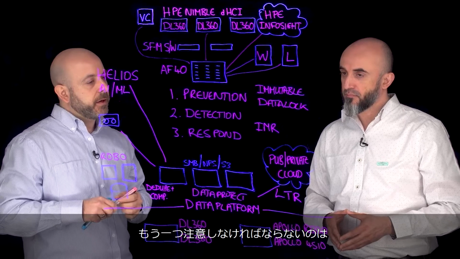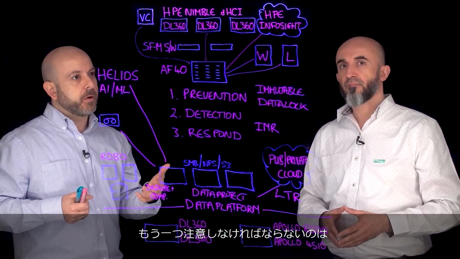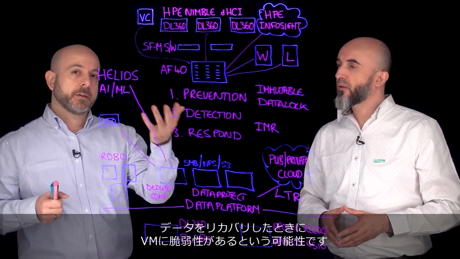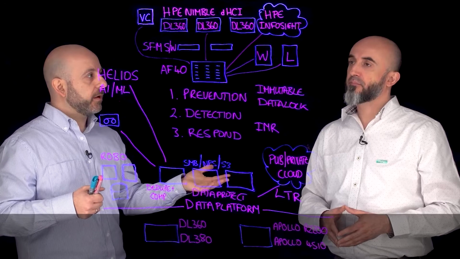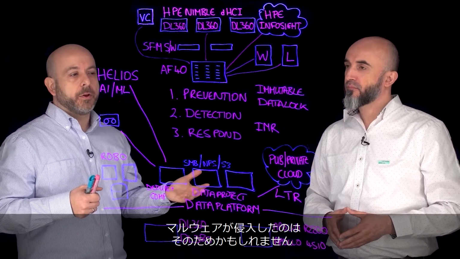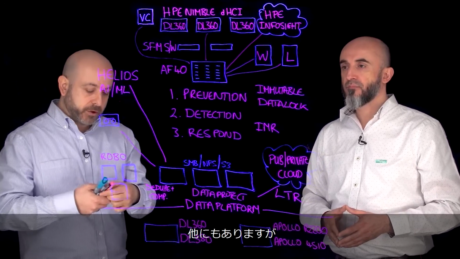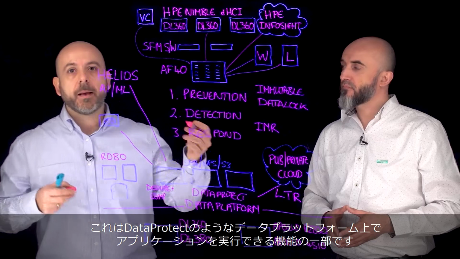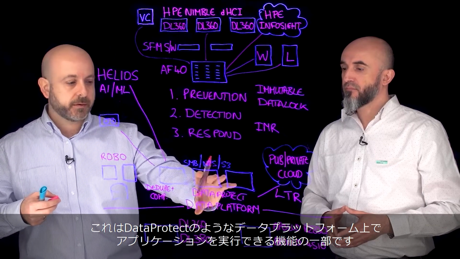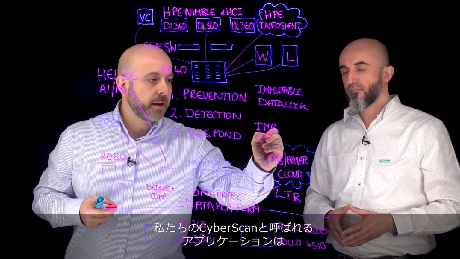So the other thing, though, to keep in mind is that when you do recover that data, sometimes those VMs might have vulnerabilities. Right? So that's how the malware may have got in the first place. So actually we do something else as well, and this is part of our ability to run applications on top of a data platform, like Data Protect. So we have something called CyberScan.